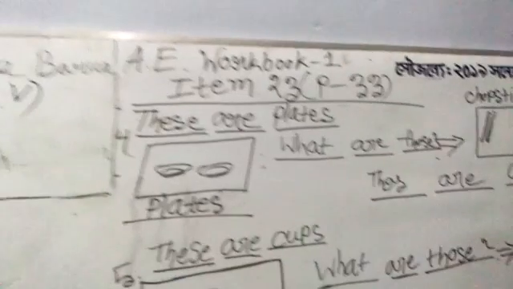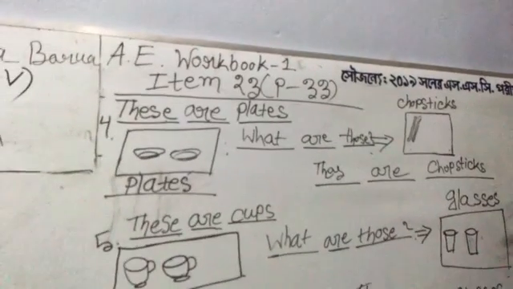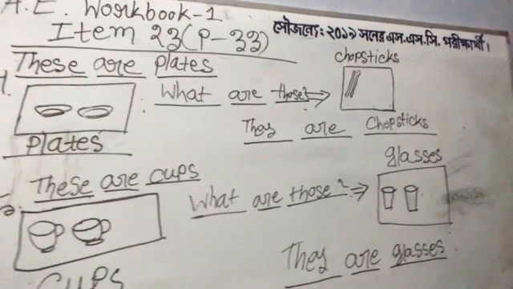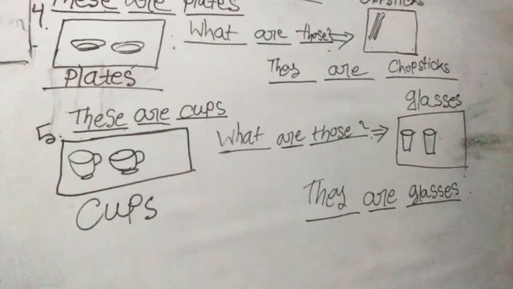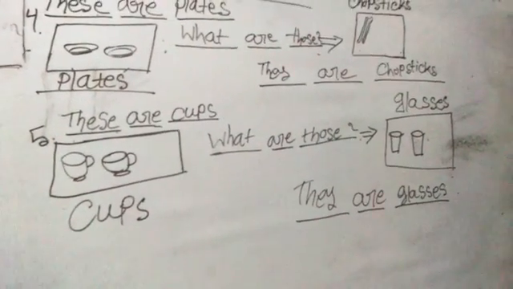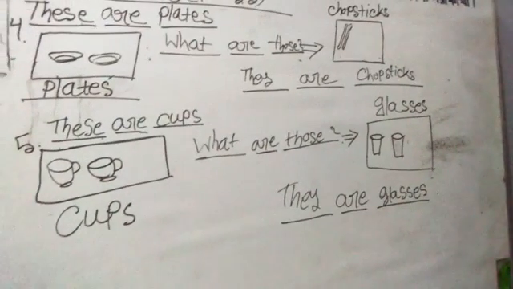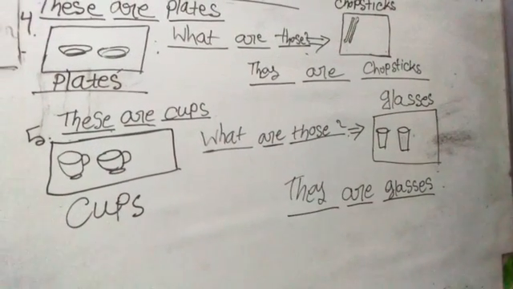Now again see number 4. These are plates. As we can see the picture of plates. What are those? On the opposite one, they are chopsticks. Then coming to the 5, these are cups. As cups are given, then what are those? The opposite one, we can see two of the glasses. So they are glasses. Okay.